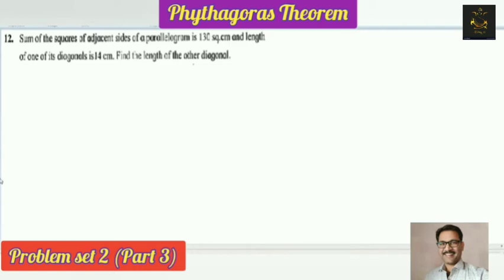See friends, in the 12th sum, look here, sum of the squares of adjacent sides of a parallelogram is 130 square centimeter and length of one of its diagonals is 14 centimeter. Find the length of the other diagonal. See, first we have to draw one parallelogram. It is very important to draw the figure first. Look here, I'll draw the figure, that is a parallelogram.